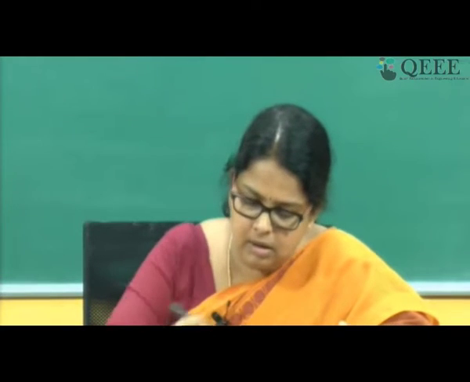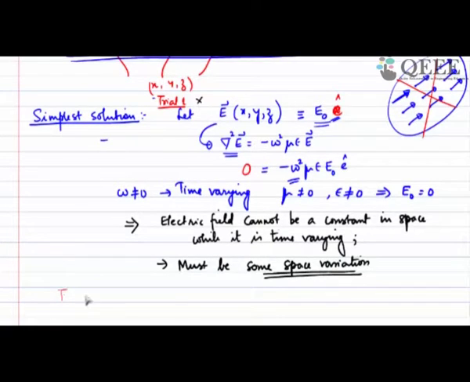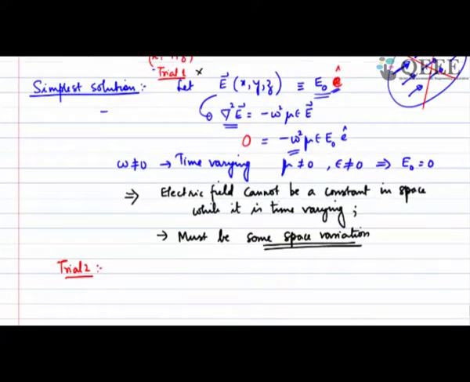So, let me do the second trial, where I am assuming that the electric field has a space variation, okay, it is changing as a function of space. Again, remember, I am looking for the simple solutions, I am not looking for more general solutions or anything.